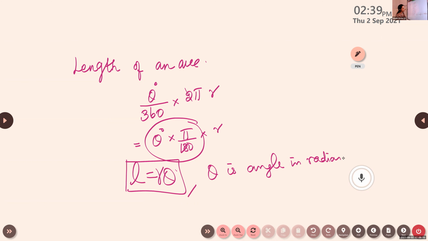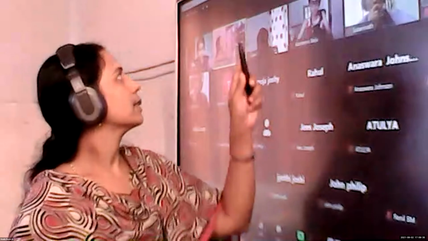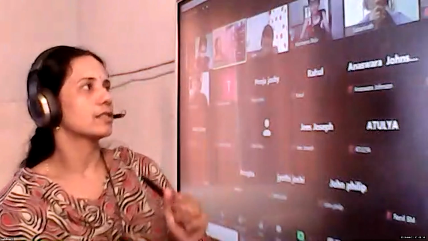Earlier, last year, we used the formula length of the arc is theta by 360 into 2 pi r. But if you cancel the 2 with 360, we get pi by 180. So look here, an angle we are multiplying by pi by 180. Earlier we wrote that to convert an angle in degrees to radians, we should multiply it by pi by 180. So here we are multiplying the angle by pi by 180. That means we are converting it into radians.